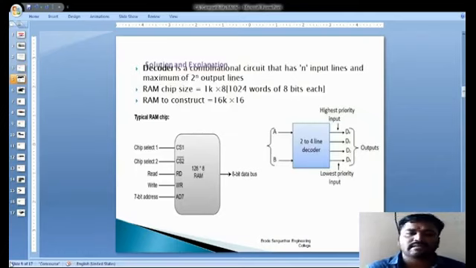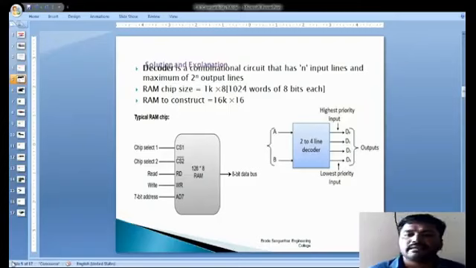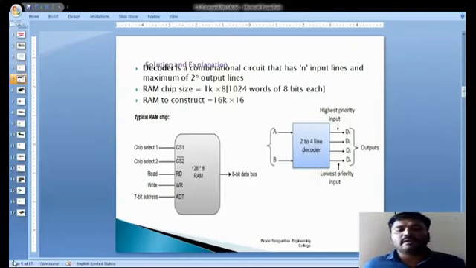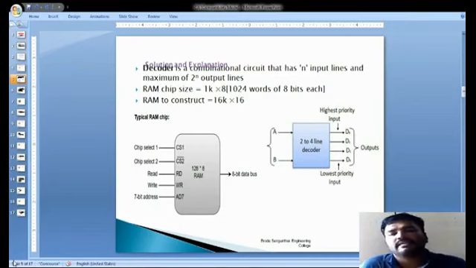I will read out the concept. A decoder is a combinational circuit that has n input lines and a maximum of 2 power n output lines. Okay, so that is the decoder. The input line can be one, but the output lines are in powers of 2. So RAM chip size is 1k into 8, that is 1024 words of 8 bits each.